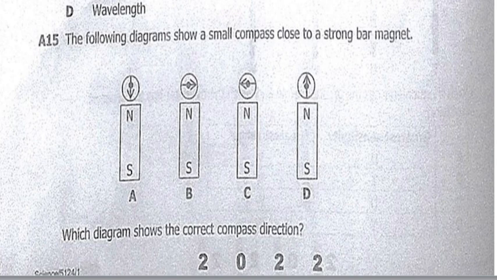So now look here. We have a small compass and that is close to a strong bar magnet. We have answer choice A, B, C or D. Then we want to find out what is going to happen. So in short, what is the direction of the compass?